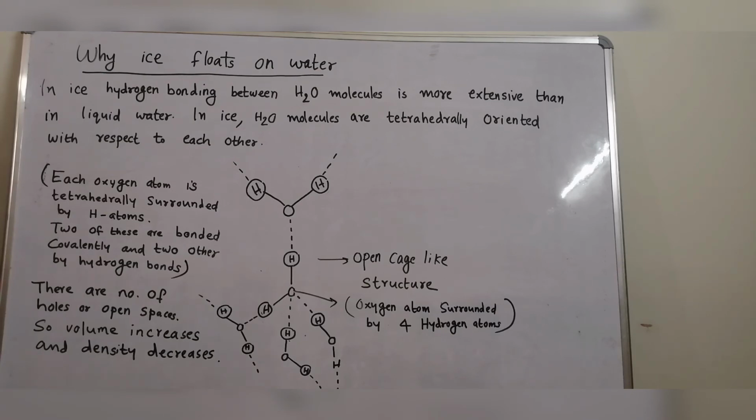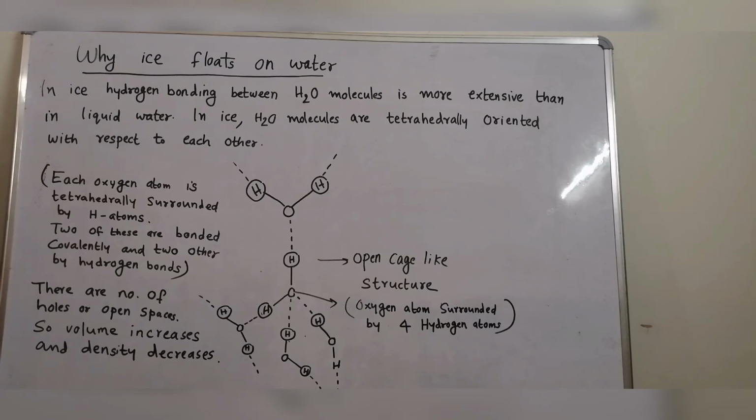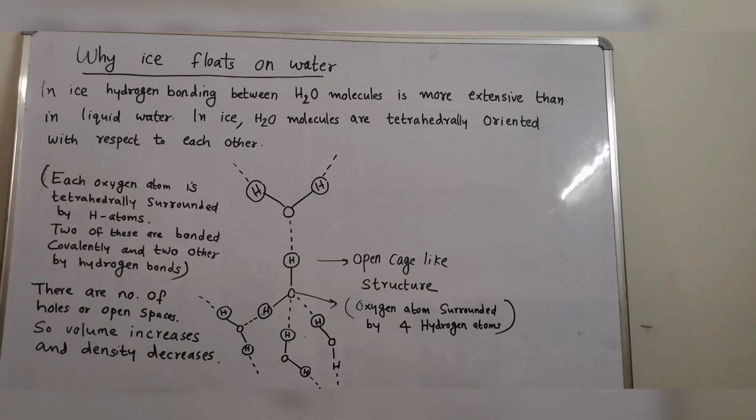When ice melts, a large number of hydrogen bonds are broken. Therefore, the molecules move into the holes or open space and come closer to one another than they were in the solid state. This results in a decrease in the volume and density increases. This is why the ice floats on water.